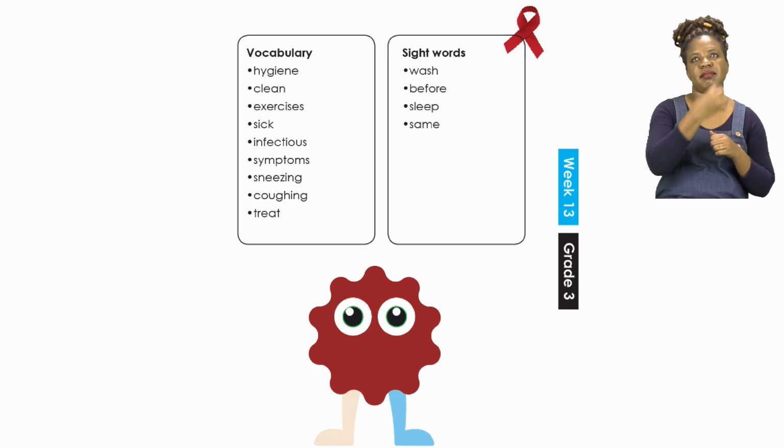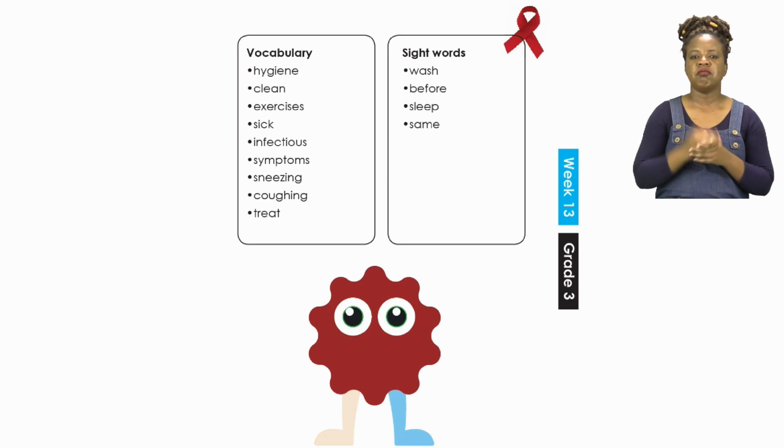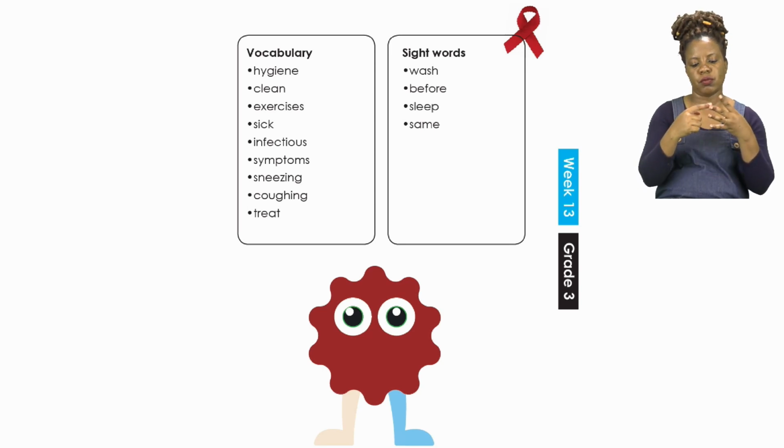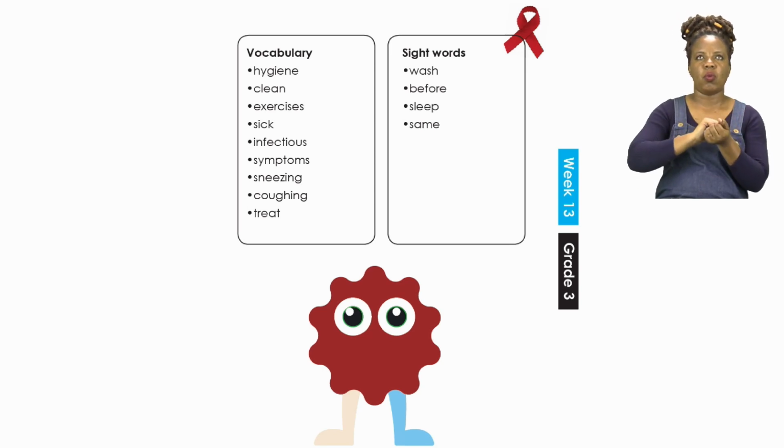Now let's read our sight words. Remember, our sight words are words we always see and use in sentences. But this time it's good to know them so that when we make our sentences, we'll be able to put them in their correct senses. We have the word wash, before, sleep, same.